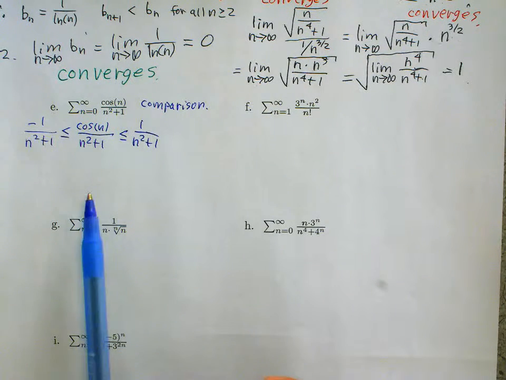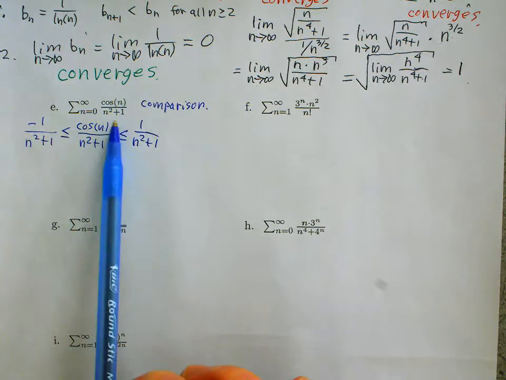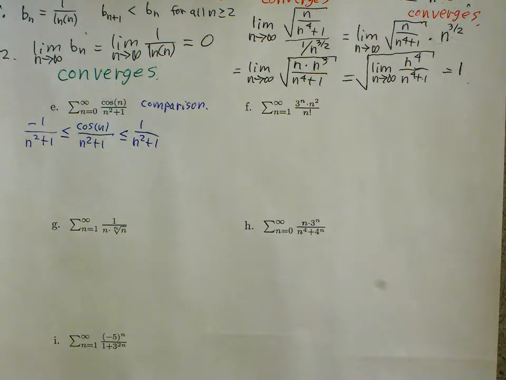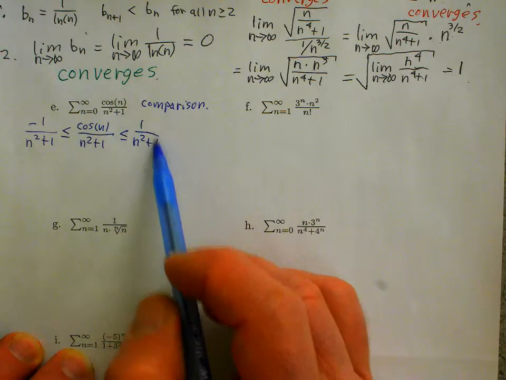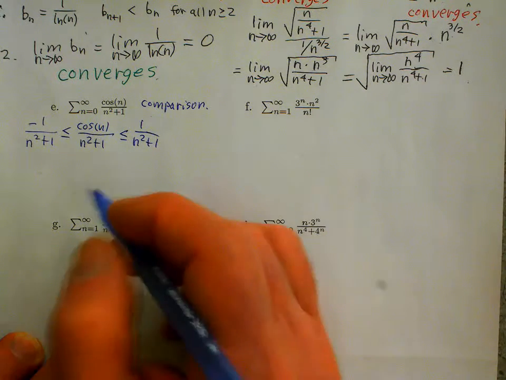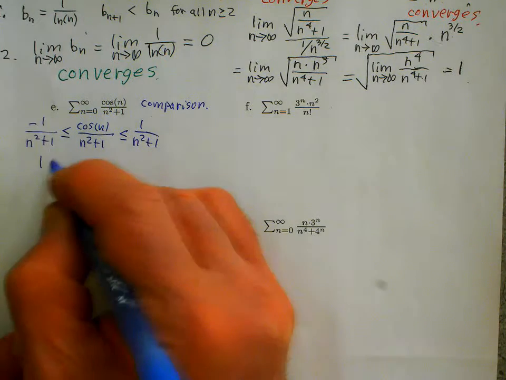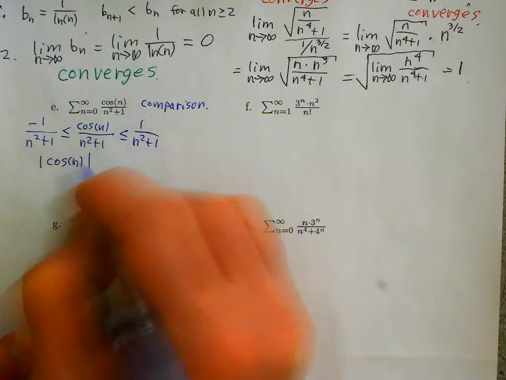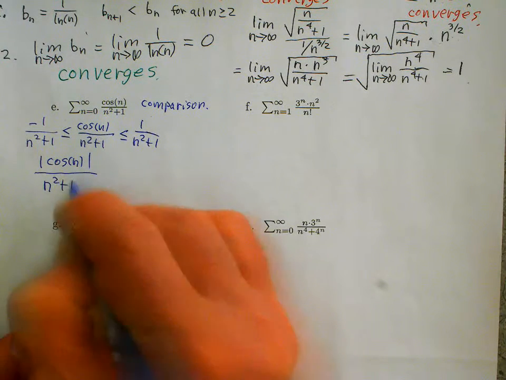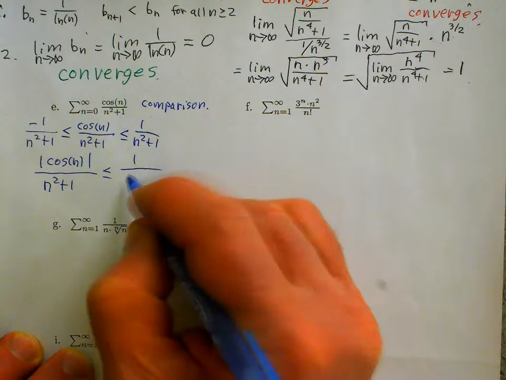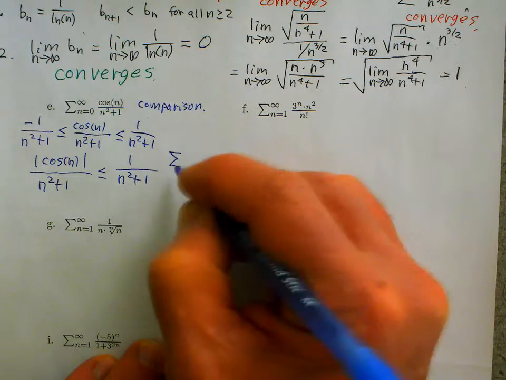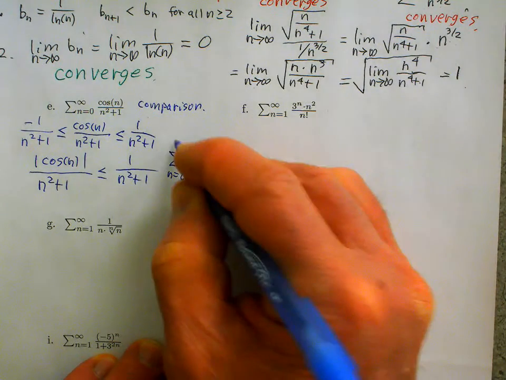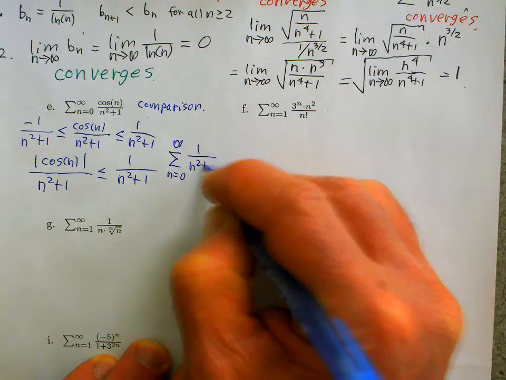So if we determine that this is convergent absolutely, then every absolute convergent series is convergent. So if we just compare this series with 1 over n squared plus 1, so in other words, the absolute value of cosine of n divided by n squared plus 1 is less than or equal to 1 divided by n squared plus 1. And we know that the series 1 over n squared plus 1 converges.